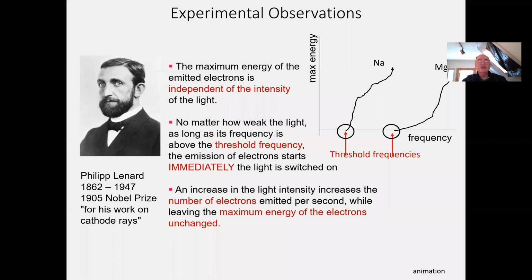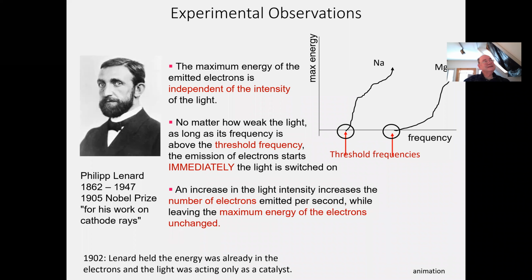So Leonard was able to show all of this. His explanation was that the energy was already in the electrons in the metal, and all the light was doing was acting as some kind of catalyst to make this happen. But all the energy was already in the electron, just waiting for a catalyst. He missed it again.